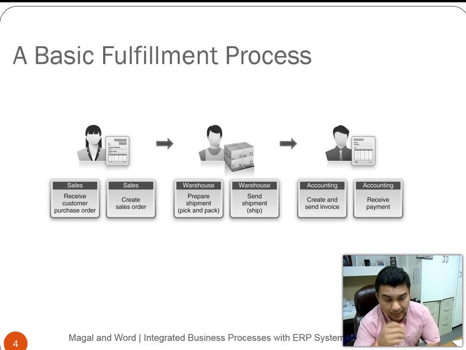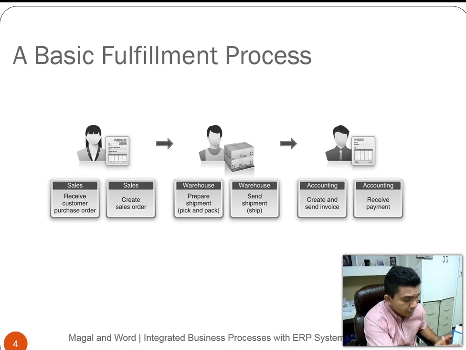So the basic process is you receive a customer purchase order, then you convert that to a sales order, and then once you get the sales order, you make sure that you have all the items picked and packed and then sent out to the customer, and then the accounting takes care of the payment. So you send out an invoice to your customer, and you receive payment. Of course, this is chapter 5 in your textbook.